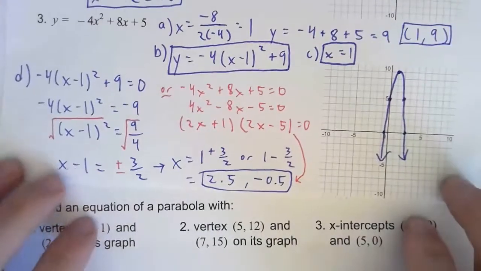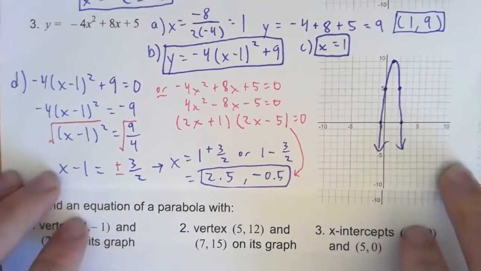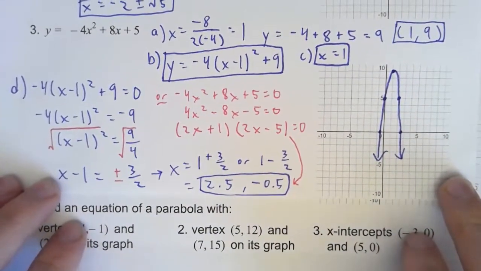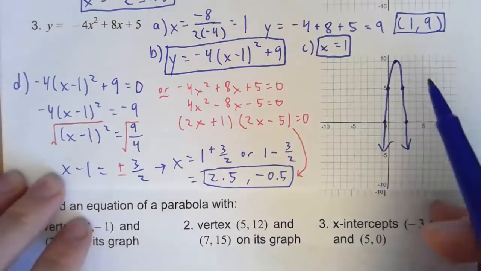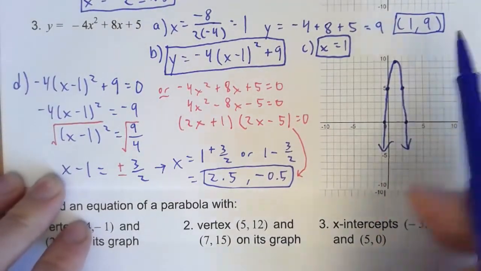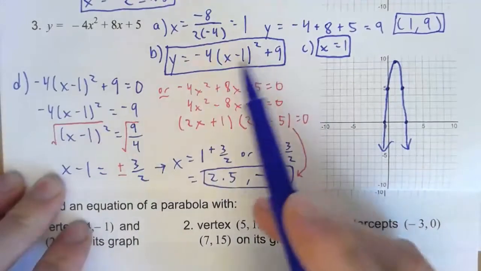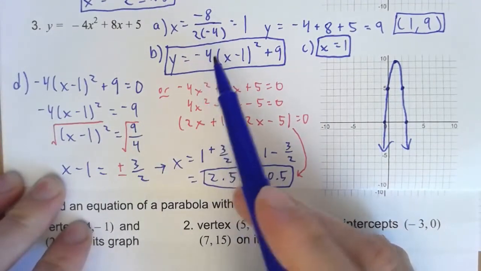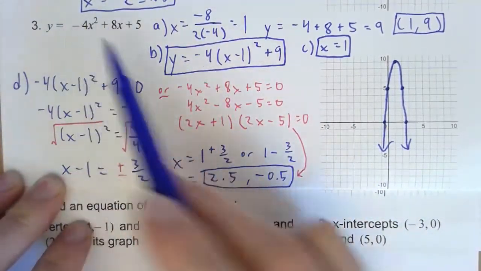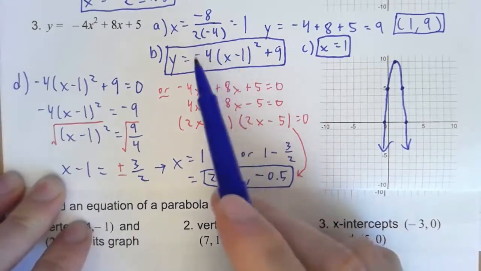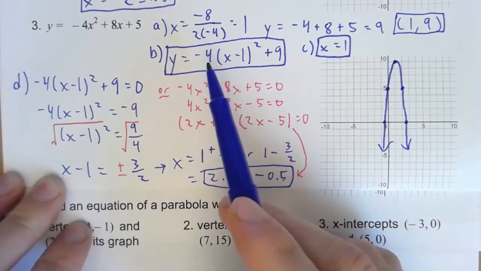All right, so your answers should look like this. Vertex should have been 1, 9. Vertex form equation, make sure you had that negative 4 there, and it's not just the negative, it's the whole a value that copies over. So make sure you have that negative 4 in front of your vertex form equation.